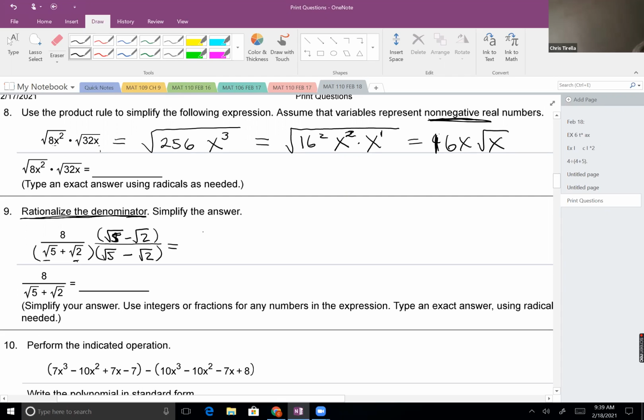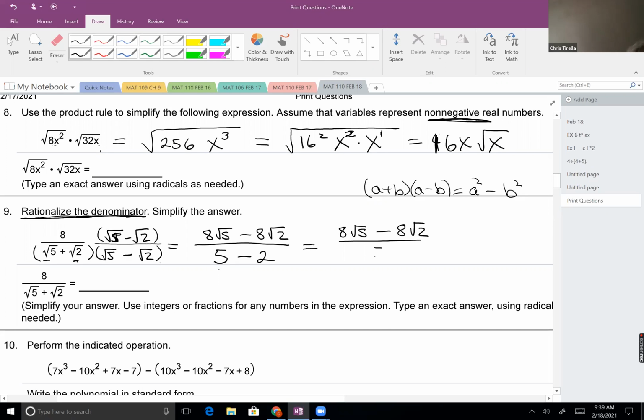In the numerator, I have to distribute 8 radical 5 minus 8 radical 2. And then in the denominator, because they're conjugates, does everybody remember? Even when we were looking at polynomials, when I take that product of the sum and difference, it's the first one squared minus the second one squared. And when I square a radical, I just lift the square root symbol. So that just becomes radical 5 squared is 5 minus radical 2 squared is 2. And so I get 8 radical 5 minus 8 radical 2 over 3.